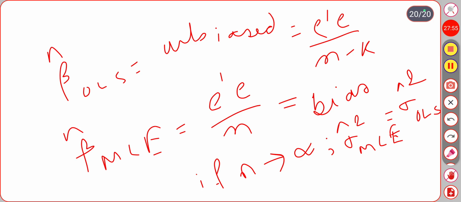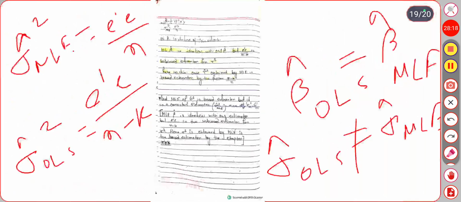If n tends to infinity, then the maximum likelihood estimate of sigma hat square and the ordinary least squares estimate of sigma hat square will be equal, but there is no problem with the term beta. So the brief description is already there. Thank you.